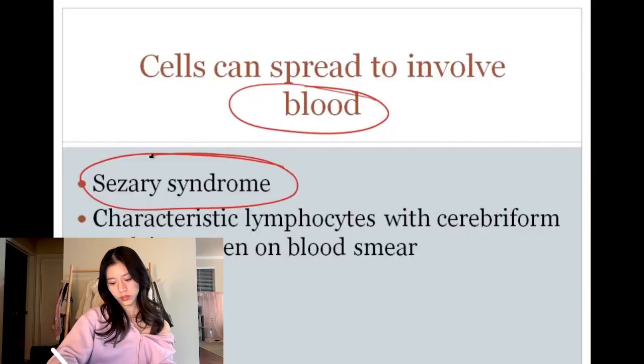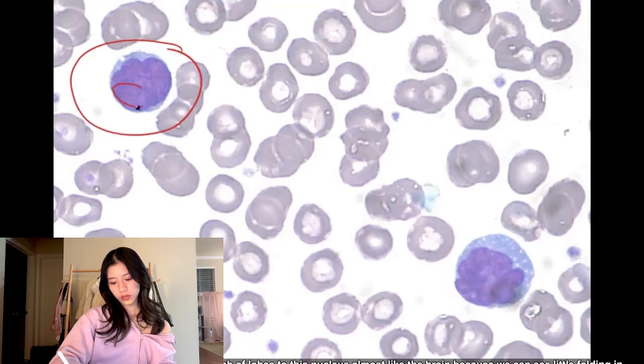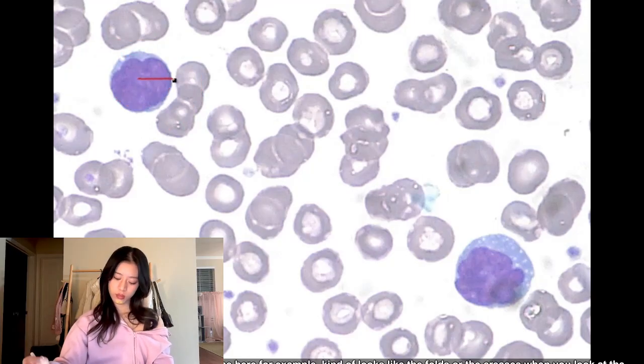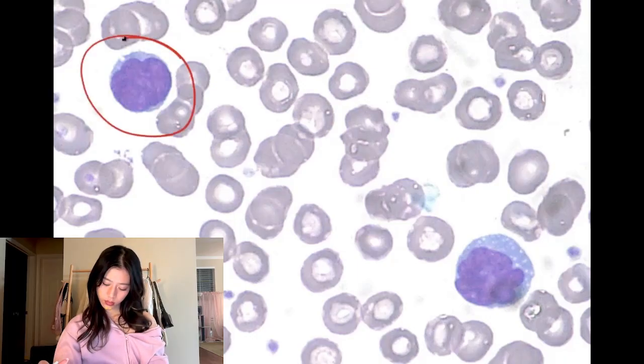And the most important thing about Sézary syndrome is that when we look at the cells under the microscope, they have a classic appearance of cerebriform nuclei. Here's a picture of Sézary syndrome. If you look at this nucleus, it sort of looks like there's a bunch of lobes to this nucleus, almost like the brain, because we can see little folding in between those lobes. You can kind of see this line here, for example, kind of looks like the folds or the creases when you look at the brain. And so they call these cerebriform nuclei. And they are a classic finding in Sézary syndrome. And that concludes the section on chronic leukemia.